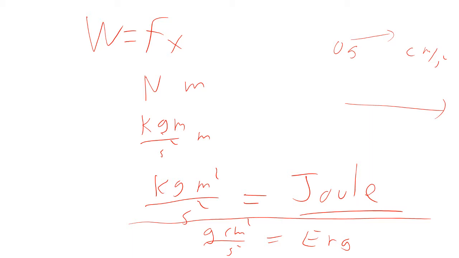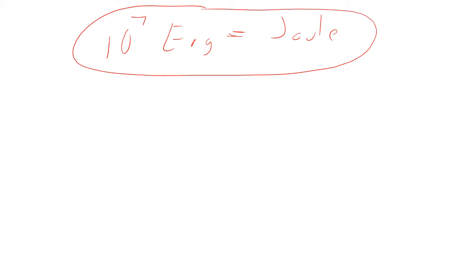And so an erg. Now, if you look at it, there's 1,000 grams in a kilogram. There's 100 centimeters in a meter. So 100 squared is 10,000. So 1,000 times 10,000 is 10 million. So you would say that there's 10 to the 7 ergs in 1 joule. So let's explain this.